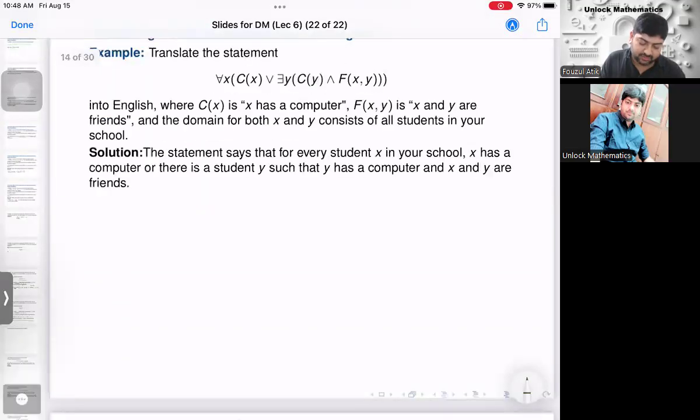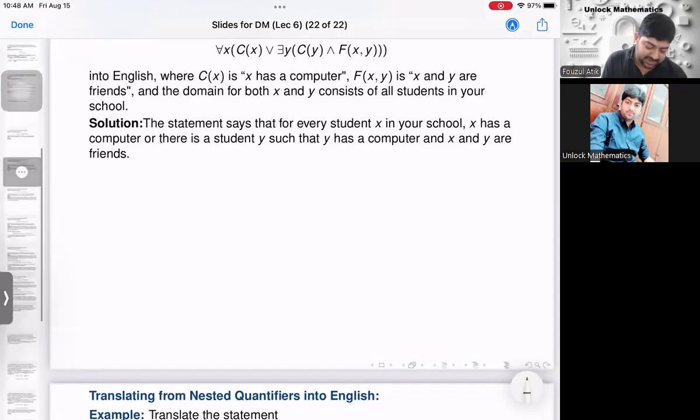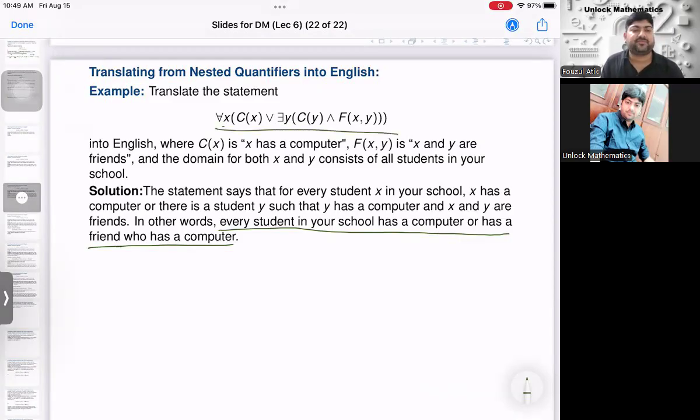So this part is done, but you can even simplify this. You can say that every student in your class has a computer or has a friend who has a computer. Easily you can say. You can make the statement even simpler. You can say that every student in your class has a computer or has a friend who has a computer. Done. So this is actually the meaning of this sentence. I hope this is clear, right?